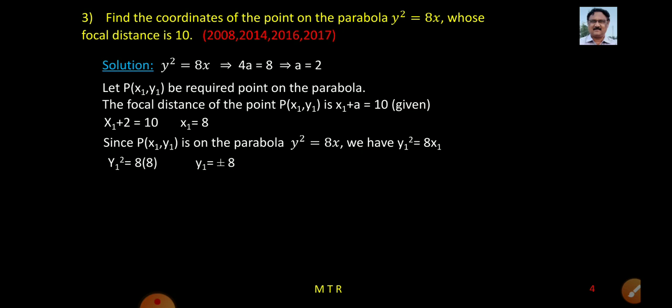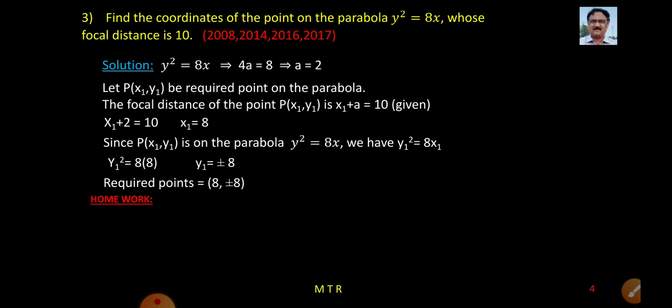So y1 square is equal to 8 into, we already found the value of x1, that is equal to 8. So 8 into 8, so y1 square is equal to 64. y1 is equal to plus or minus 8. So our required point (x1, y1) is equal to (8, plus or minus 8). Very important for our IPE, for 2 marks.